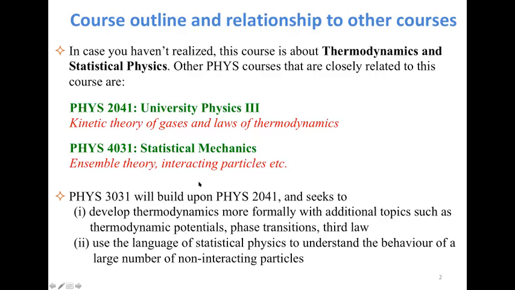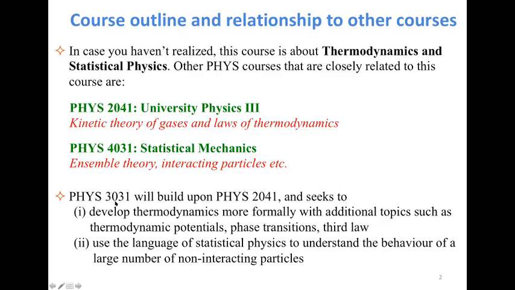Okay, another course that is relevant to this course is 4031, Statistical Mechanics. Some students actually skip my course and jump directly to 4031. In that course, you will do a lot of ensemble theory, and you will talk about interaction. That is not the purpose of this course. So here we are not going to talk about different ensembles. We're only going to pick one ensemble and try to get as much result as possible. And we are going to talk about weakly interacting particles.